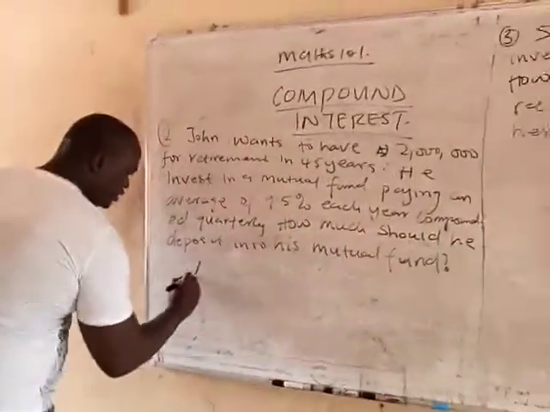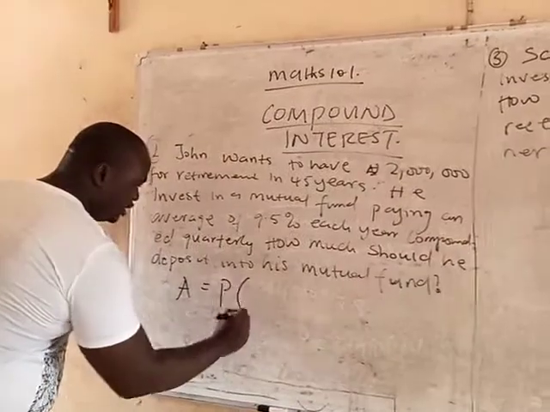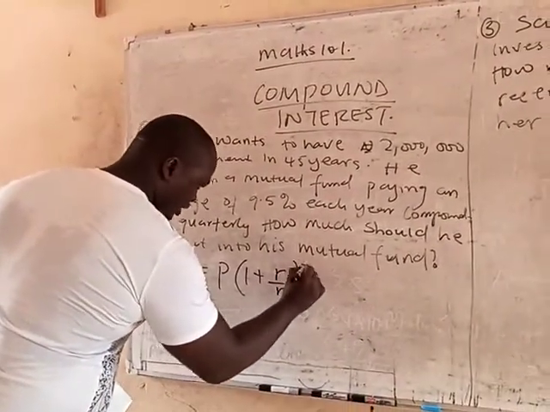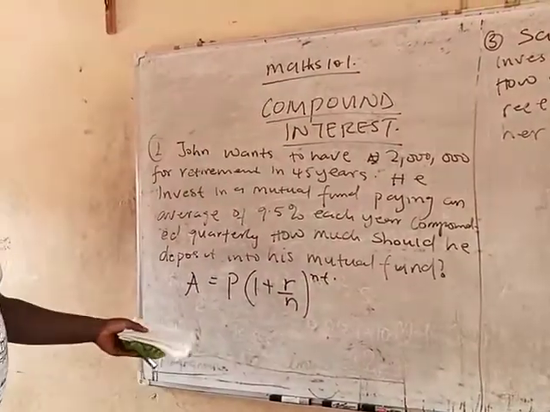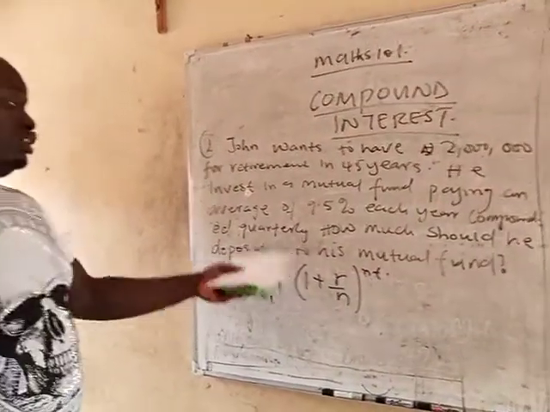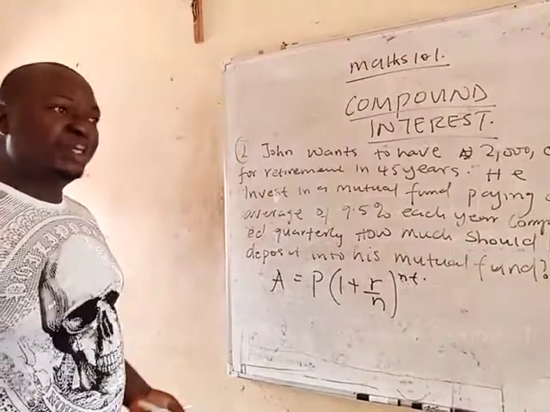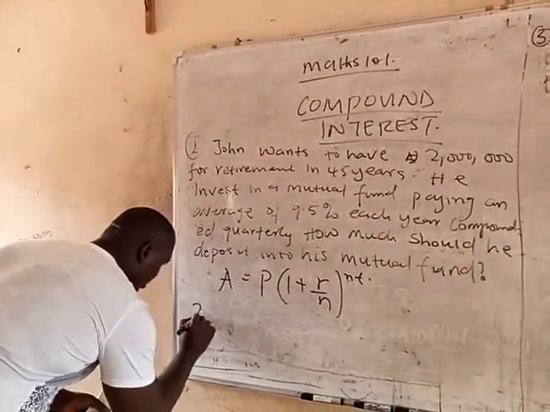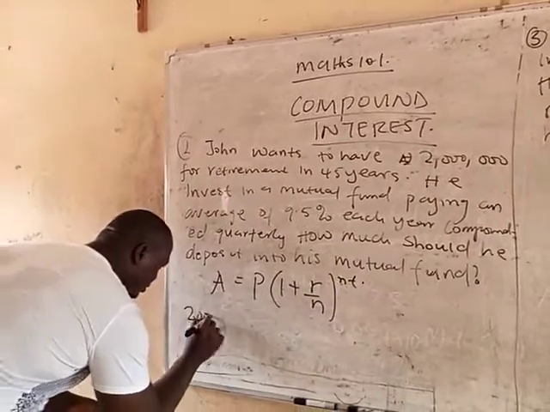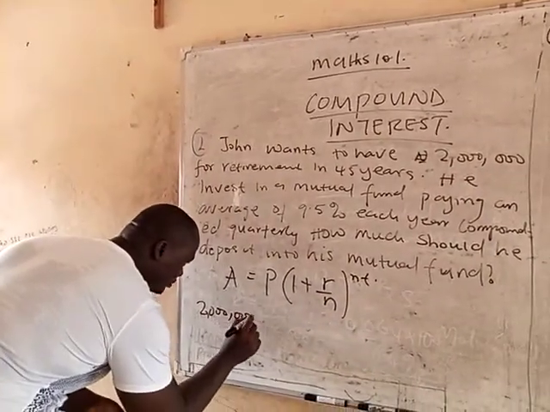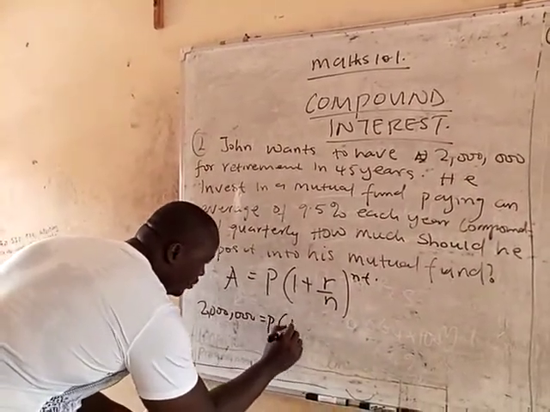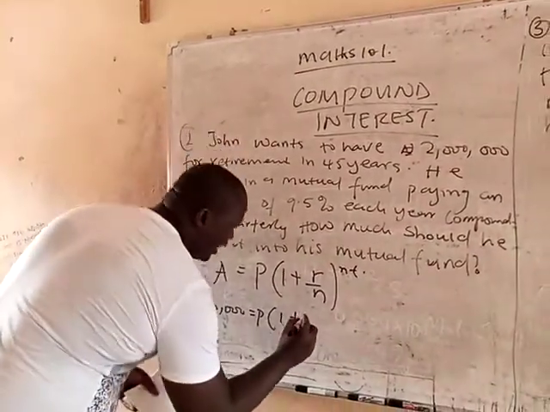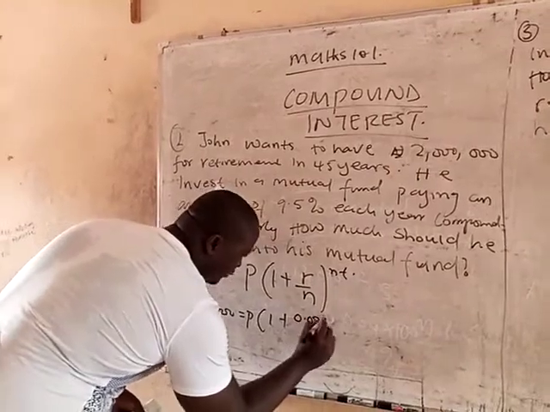So that is A. So we write our formula first, which is P into 1 plus R all over N, into NT, right? They want to know how much we should deposit, meaning that is P, the present amount. The future amount is 2 million. Then we have P, then we have 1 plus 9.5%, which is 0.095, right?